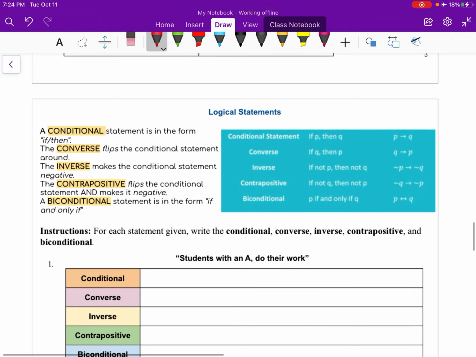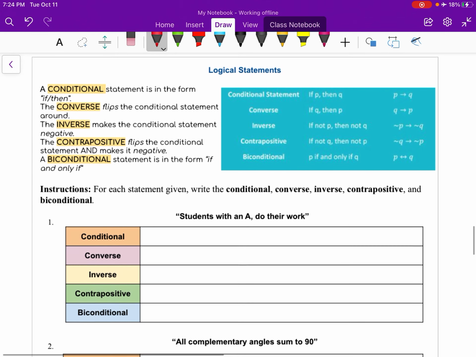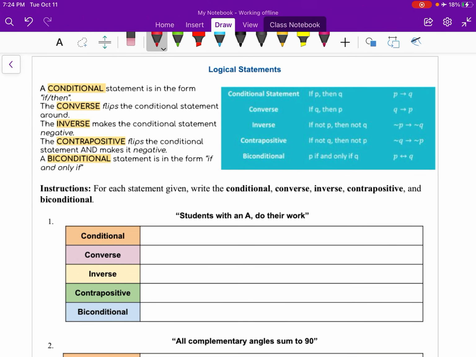Now we're going to move on to talk about logical statements. A logical statement is just a sentence, and that sentence is meaningful in some way, shape, or form because any logical statement can be used to prove that something is true.